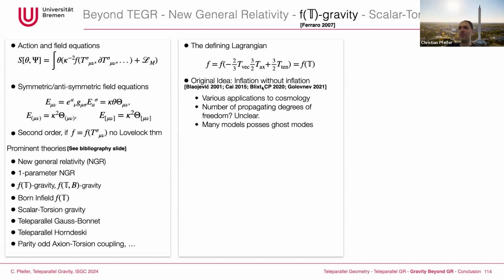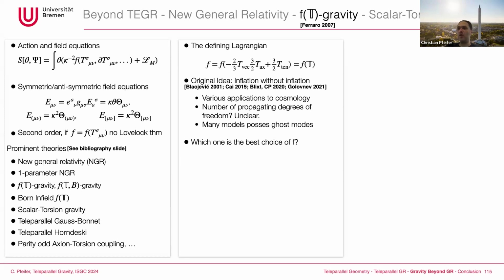What is unclear here also is the number of propagating degrees of freedom. The Hamilton analysis of general f of T gravity is surprisingly cumbersome. Many models possess so-called ghost modes, so ghosts with non-proper or non-causal propagation behavior. And my latest knowledge is still that there are different papers claiming different numbers of degrees of freedom. I'm not aware if this has been resolved by now, but there are still many people working on that.